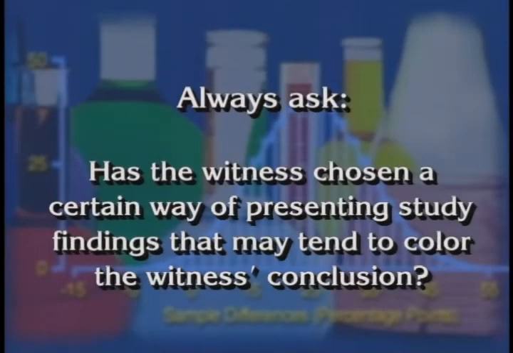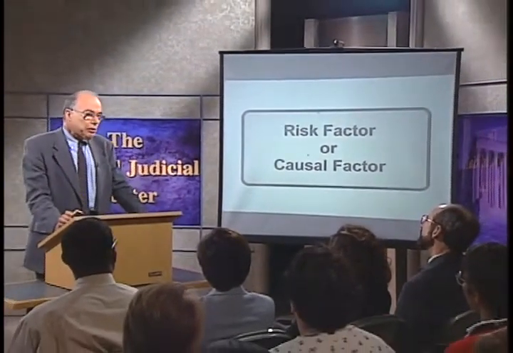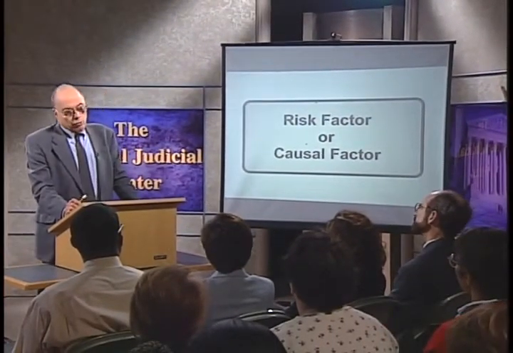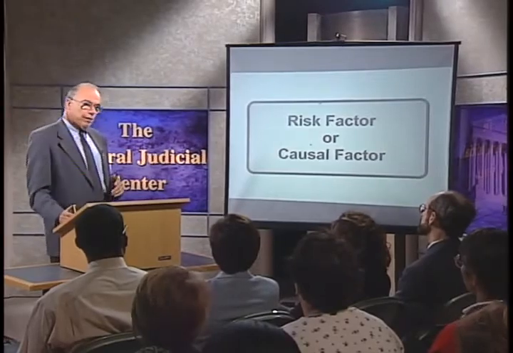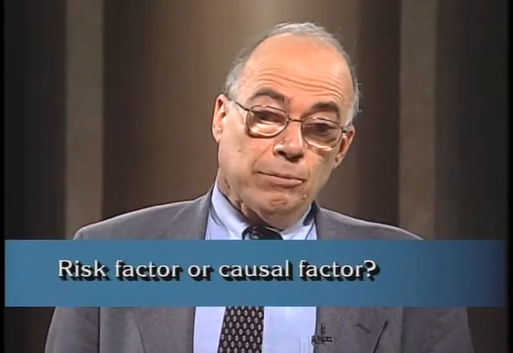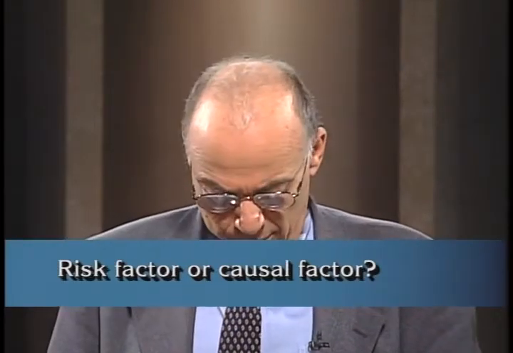And therefore, if you're hearing scientific testimony in the court, you have to be asking always, has this person specifically chosen a certain way to present the findings that may tend to color the conclusions? Another issue that I alluded to before is the question of whether an exposure is a risk factor or a causal factor. There is yet no unanimity among epidemiologists in defining risk factor as against causal factor. But most of my colleagues would probably say that when the evidence is not strong enough to make it a causal factor, but there is evidence of an association, we would tend to call it a risk factor. But the exact point of demarcation is not clear, and often these two terms are used interchangeably, even though they may not mean exactly the same thing.